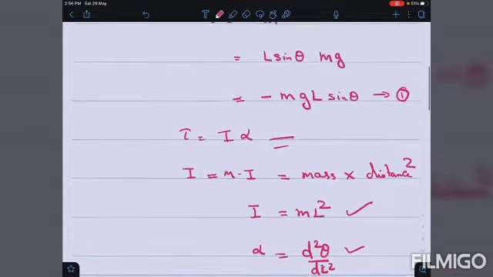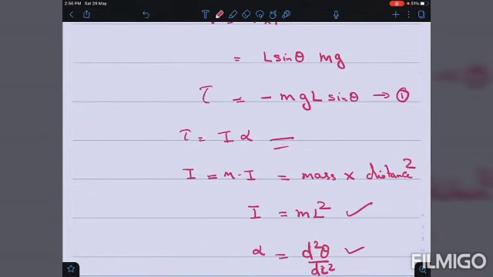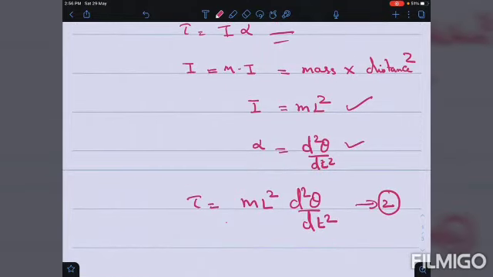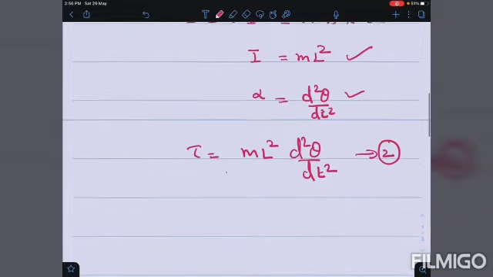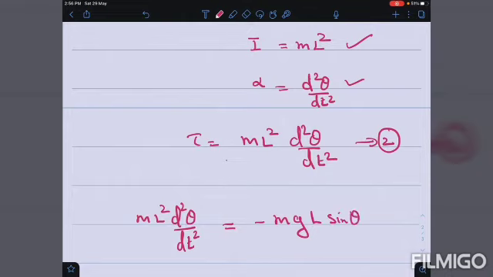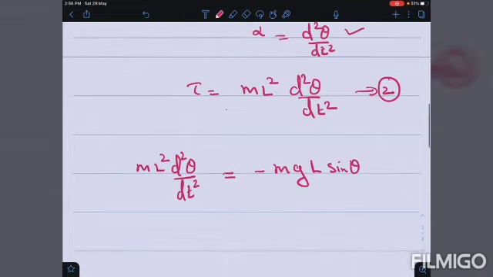Look here. You have tau equal to minus mgL sine theta on one side, and also you have tau equal to mL square d square theta by dt square. So you can equate the two together. We put mL square d square theta by dt square equal to minus mg into L sine theta. So we know theta is very small. That is the criteria for oscillation. So sine theta, when theta is very small, will be equivalent to theta.